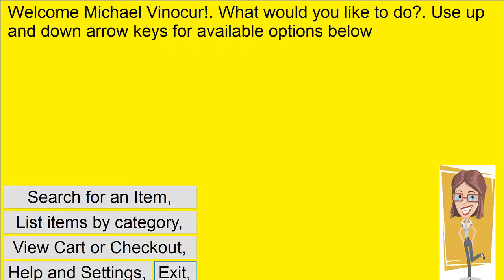The options wrap around, so I don't have to actually hit my down arrow or my up arrow to go back. I can continue hitting my down arrow and start back from option 1, which is search for an item. I'm going to list items by category.